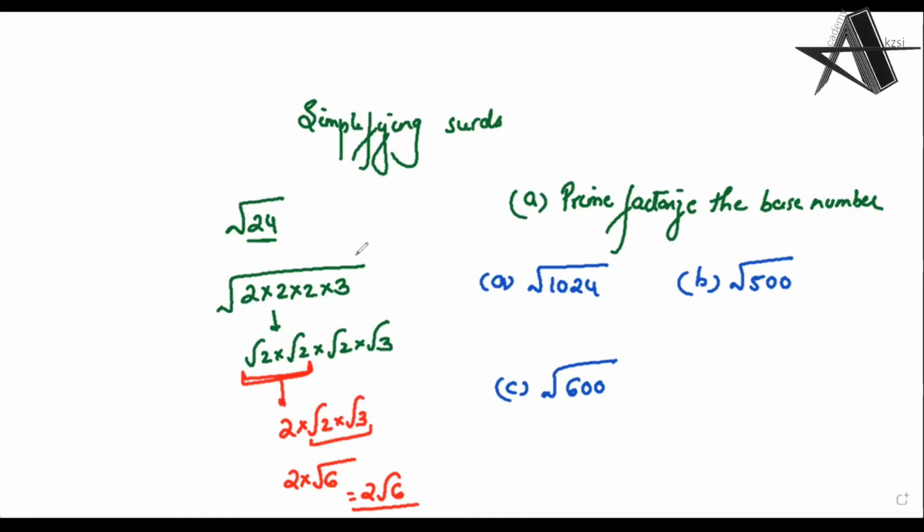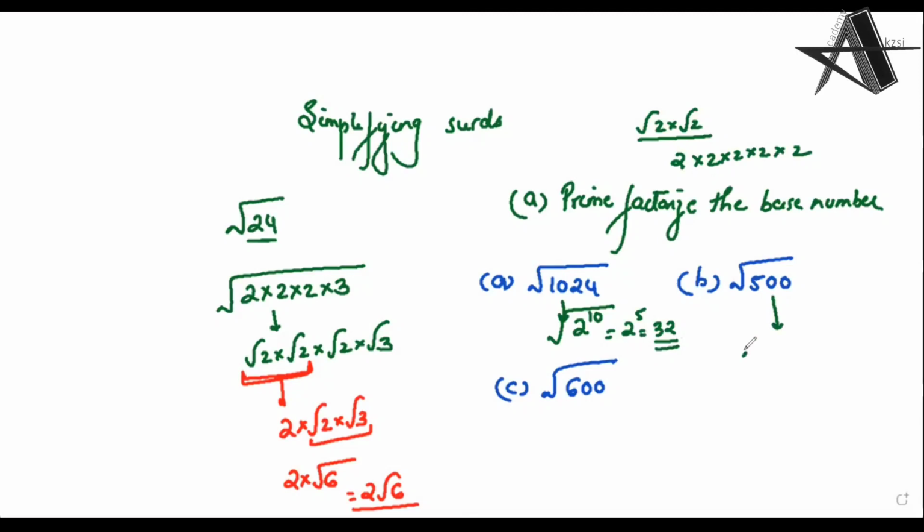Okay, now let me see. The first step is that you have to prime factorize the base number. When you prime factorize this base number, you will get 2 multiplied 10 times, that means 2 to the power of 10, under the root. And we know one pair of roots will give you just a single 2, right? If you are multiplying root 2 ten times, one pair will give you just 2. It means you have to multiply 2 five times to get the answer, which is 2 to the power of 5, or 32.